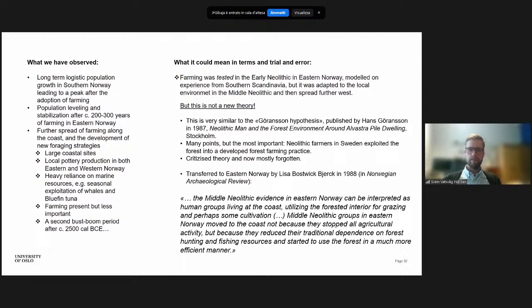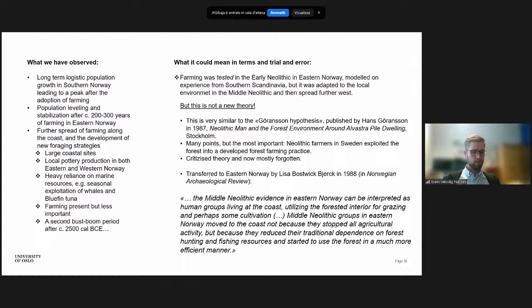So his theory was heavily criticized in the early 90s and mostly forgotten. One scholar suggested that this theory could be relevant to Norway. So Lisa Bjerk argued that the Middle Neolithic evidence in Eastern Norway can be interpreted as human groups living at the coast, utilizing the forested interior for grazing and perhaps some cultivation. Now we have evidence that there was cultivation. She also suggested that the Middle Neolithic groups in Eastern Norway moved to the coast not because they stopped all agricultural activity, but because they reduced their traditional dependence on forest hunting and fishing, that's freshwater fishing, and started to use the forest in a much more efficient manner.